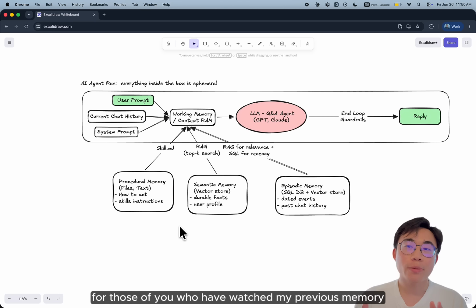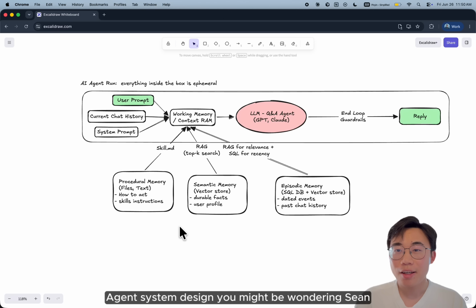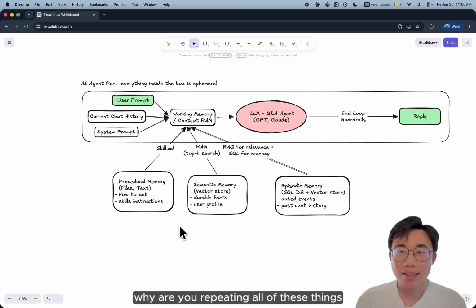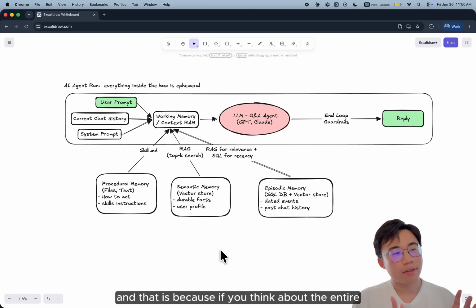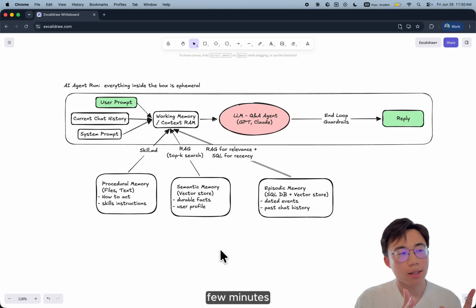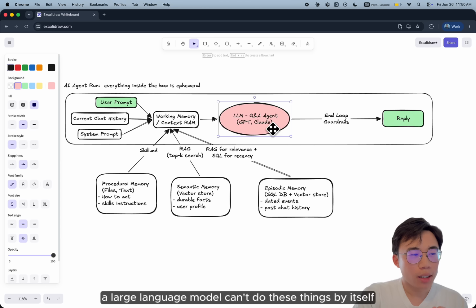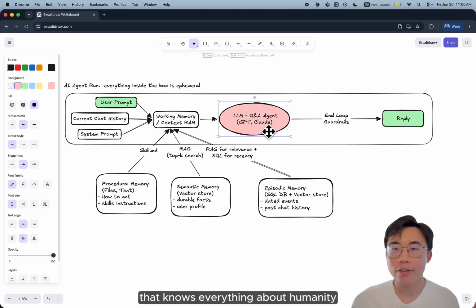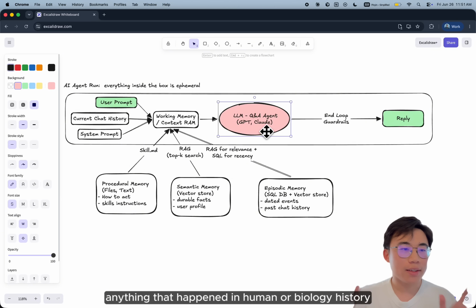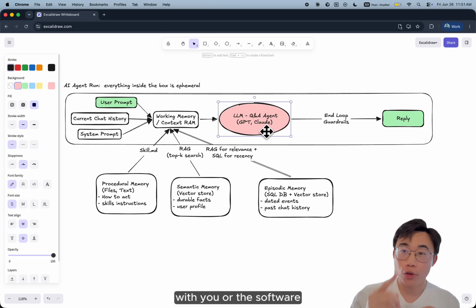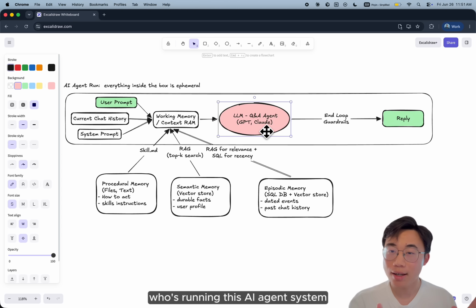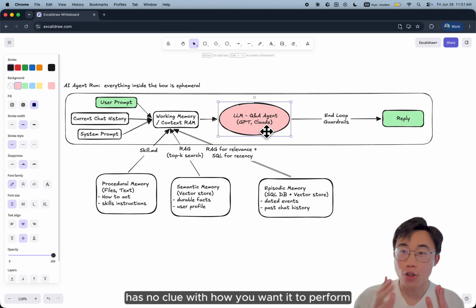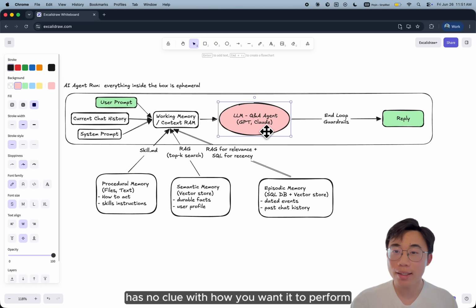So for those of you who have watched my previous memory agent system design, you might be wondering, Sean, why are you repeating all of these things? That is because if you think about the entire thing that we just covered in the past few minutes, we're really stating one fact: a large language model can't do these things by itself. It's like a really powerful brain that knows everything about humanity, everything about science, anything that happened in human or biology history. But it does not know you. With you, or the software that's running this AI agent system, a large language model has no clue how you want it to perform.